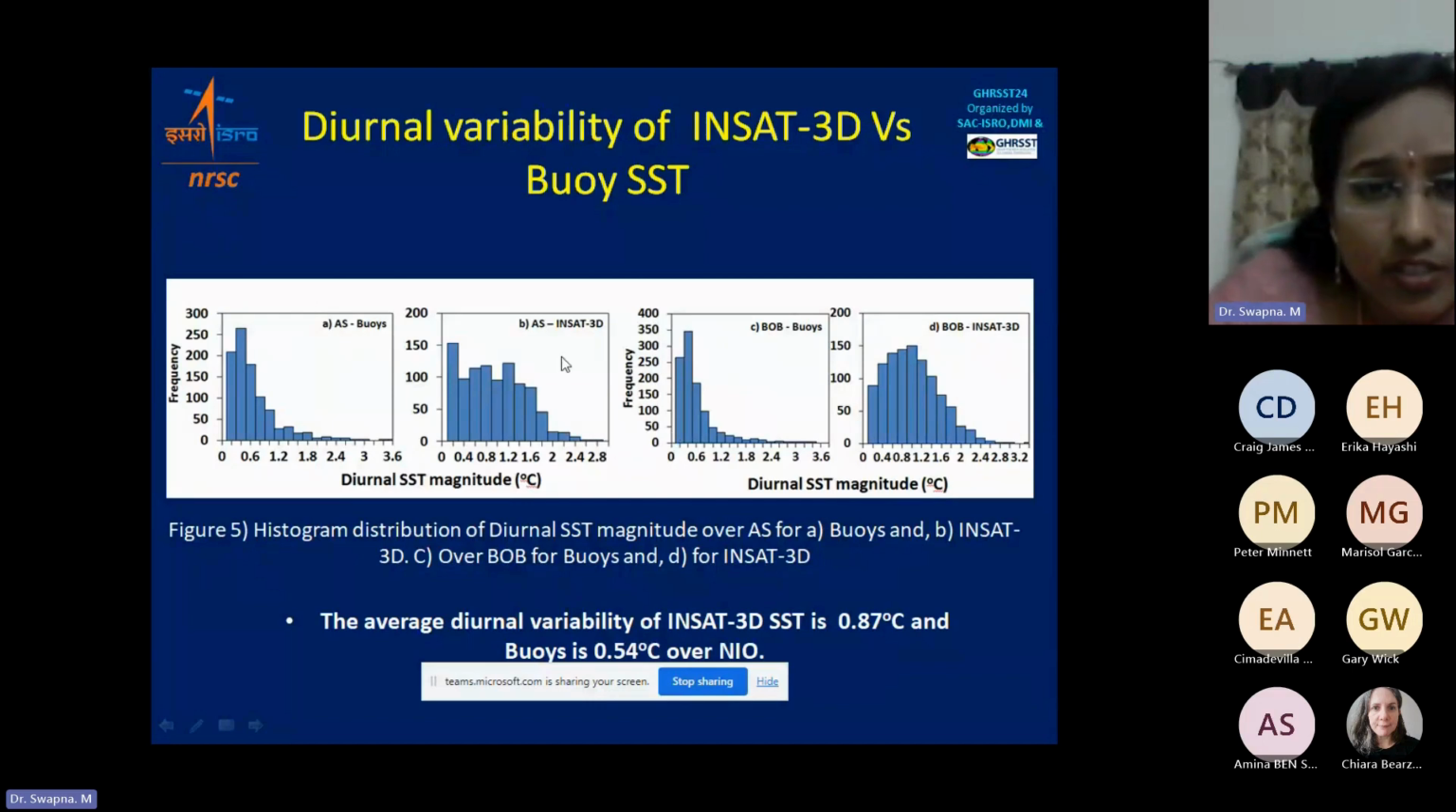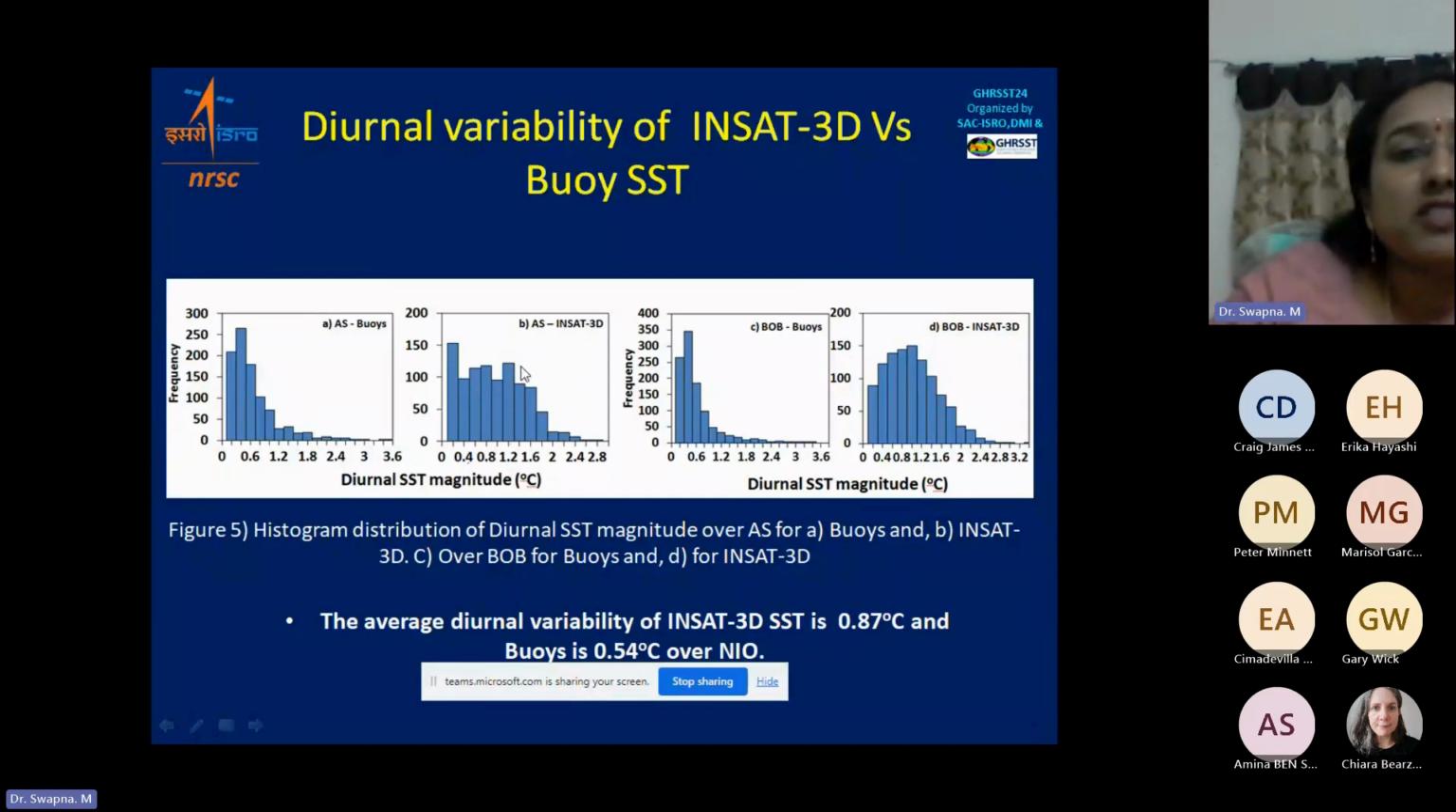If you go to the INSAT-3D SST in the same Arabian Sea, the diurnal SST magnitude peak is occurring at 0.2 and again at 1.2. This means in the satellite SST, the diurnal SST magnitude is high compared to the buoy SST. Here the peak is occurring at 0.4 degrees.